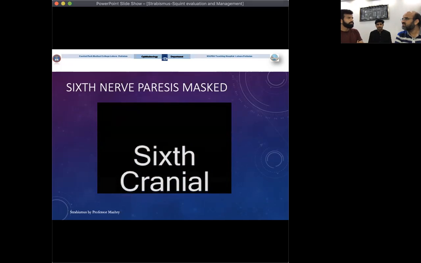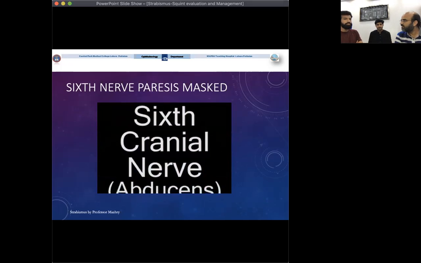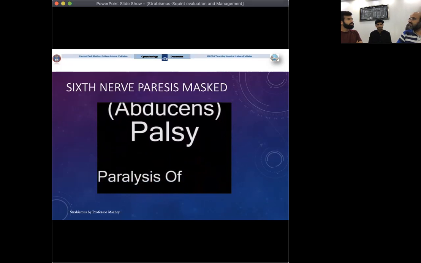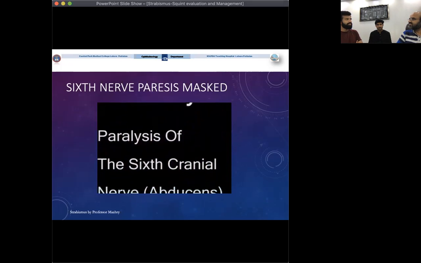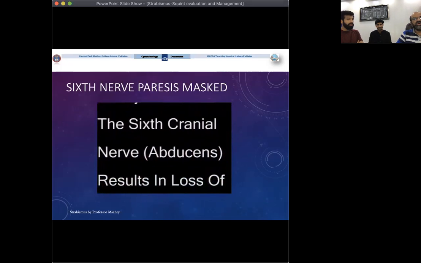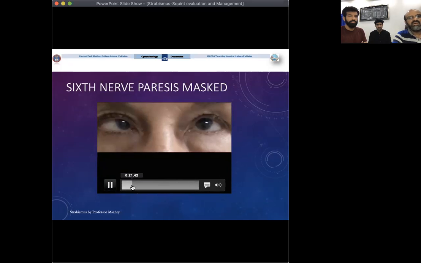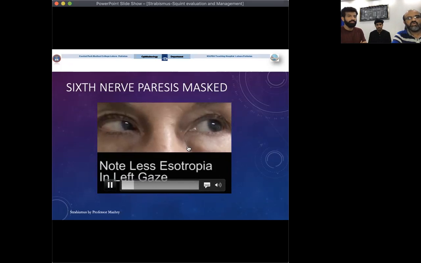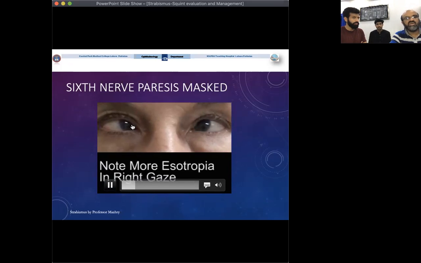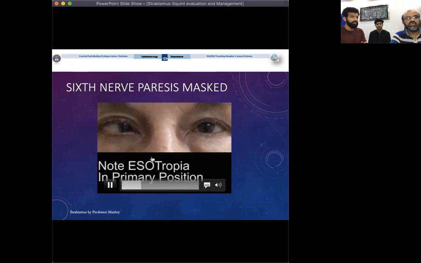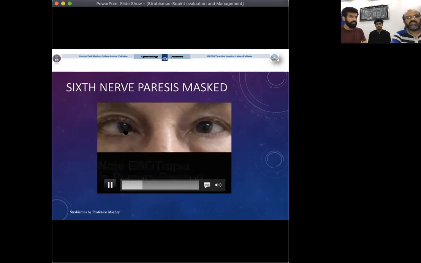This is sixth nerve palsy. Can you tell me the difference between comitant and incomitant squint now? You just read it. We just go back a little from here. You see, note less esotropia in left gaze, because the eye is looking away from the paretic muscle, and more esotropia in right gaze because the eye is looking in the direction of the paretic muscle. Note esotropia in primary position. Okay, primary position is straight ahead.